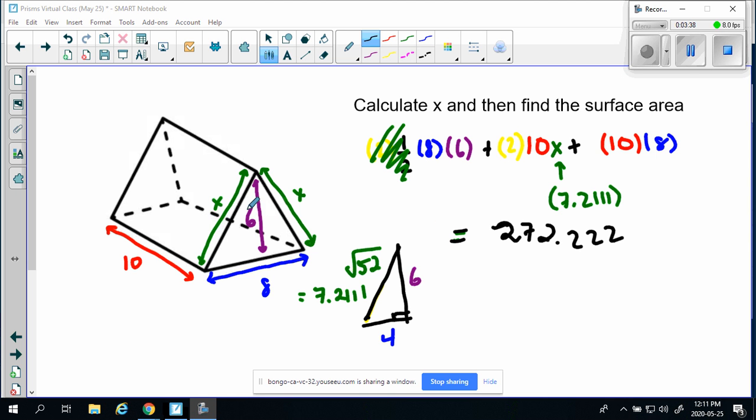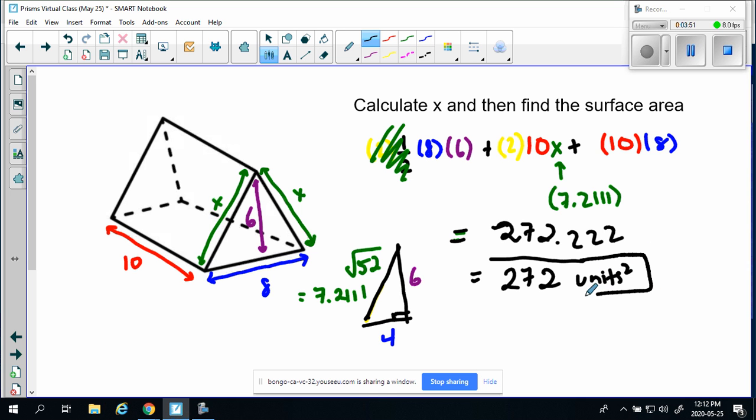So if you want to round that, because they've given it to the nearest whole number and they haven't told us if they want it to the nearest 10th, I'll just give it as 272. They have also not given us any units, but if you wanted to, you could put units squared. On an online assessment, be very careful. They will always tell you how they want you to round it. And so this would be the nearest whole number.